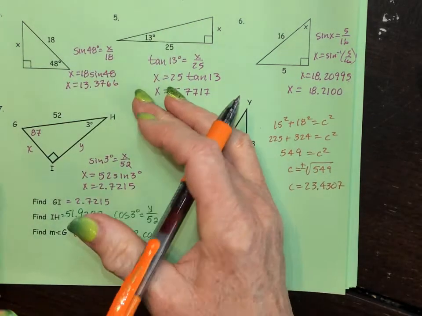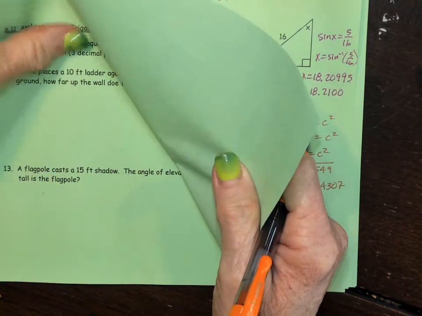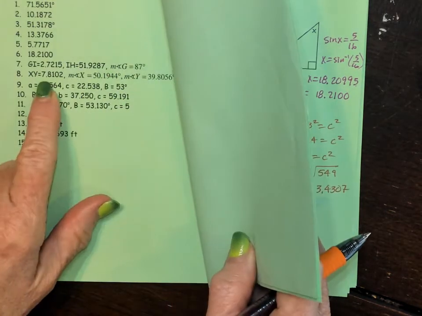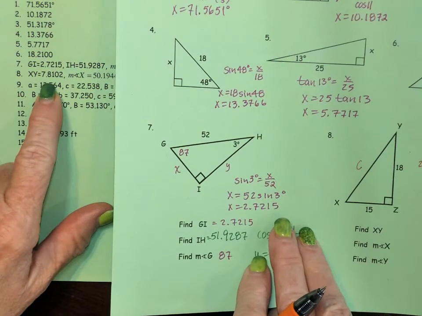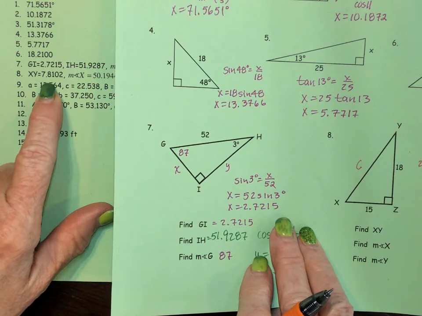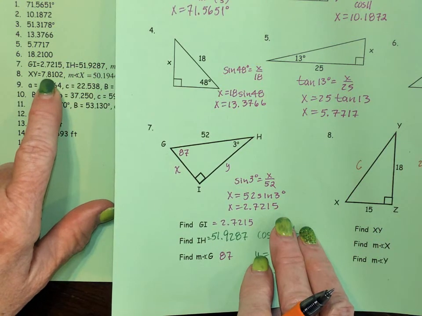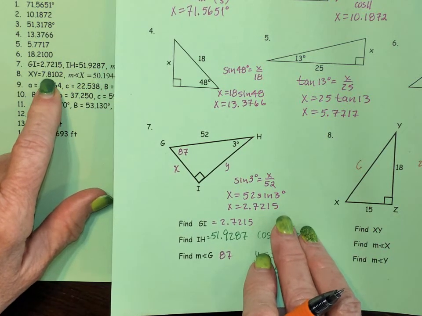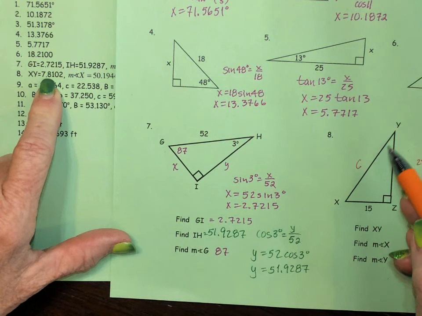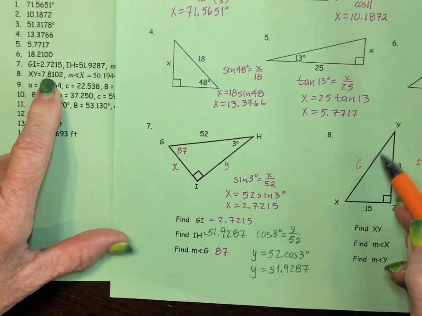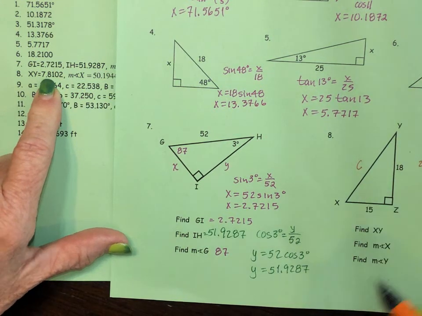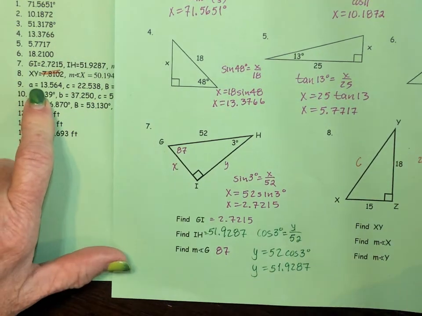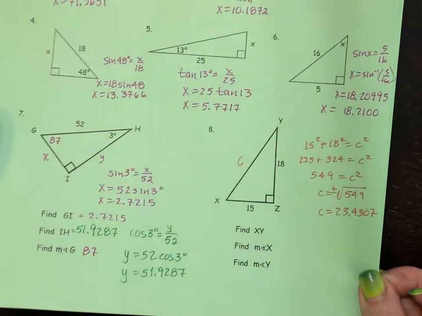Let's check. What number is this? 8. I got XY is 7.8102. Well, my answer key, there is no way that that can be right, because this has to be the hypotenuse, the longest side. So I don't know what I did for that one, but that's wrong. It should be 23.4307.